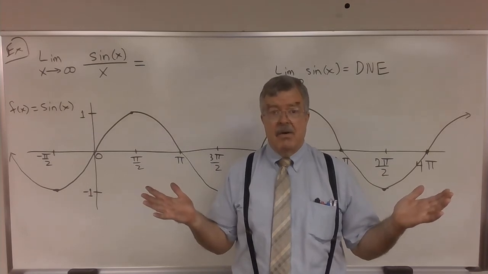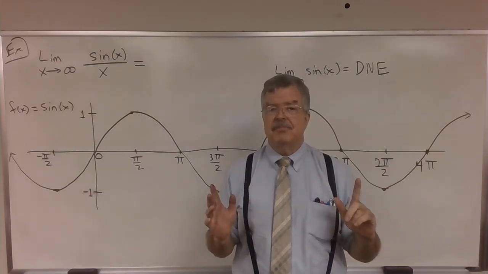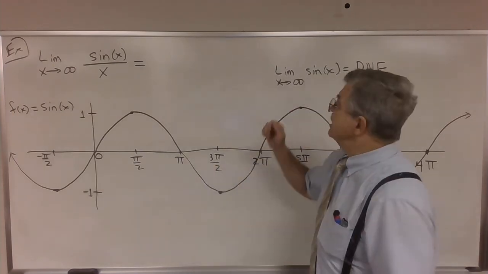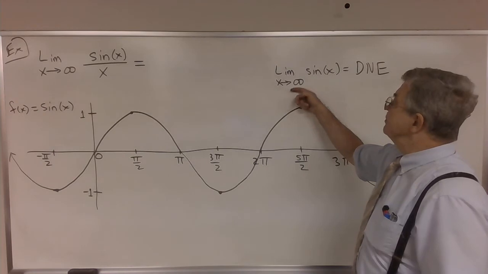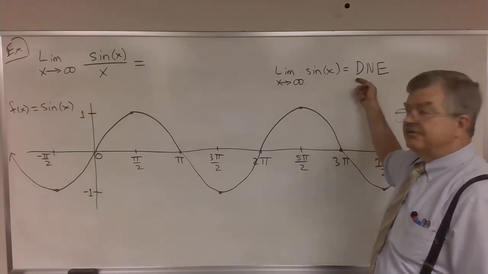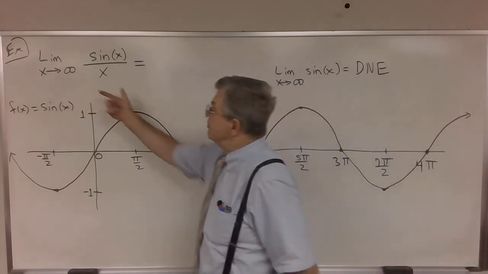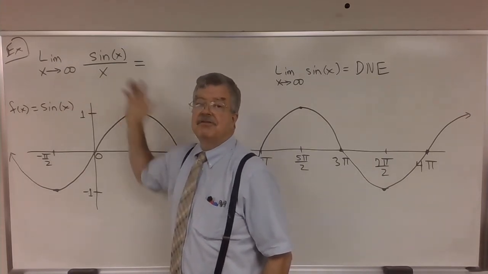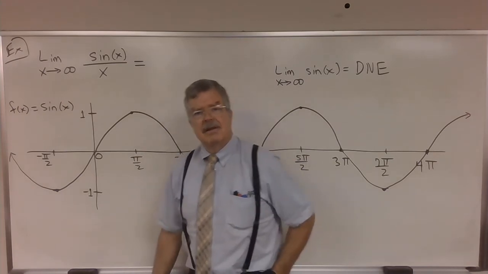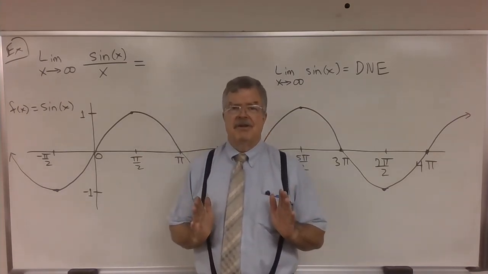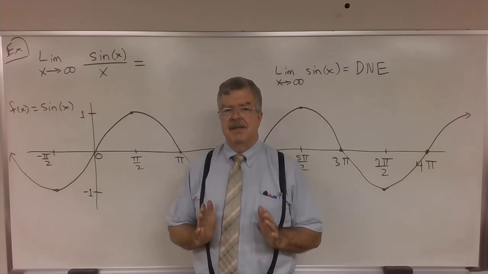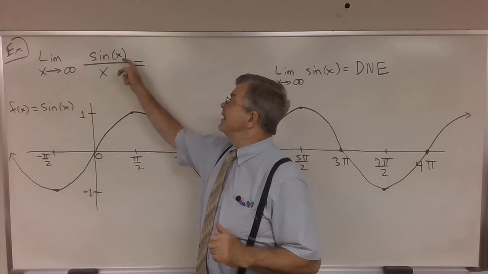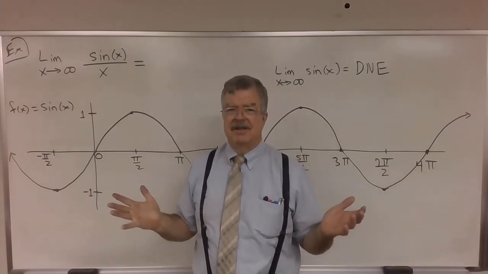Now, it turns out, and this is a surprising thing, it surprised the heck out of me, that even though the limit as x approaches infinity of sine of x doesn't exist, the limit as x goes to infinity of sine of x over x does exist, which doesn't seem intuitively obvious to me. But even if it does exist, how am I supposed to compute this when the limit of sine of x doesn't exist?